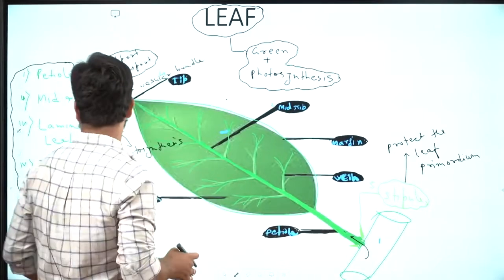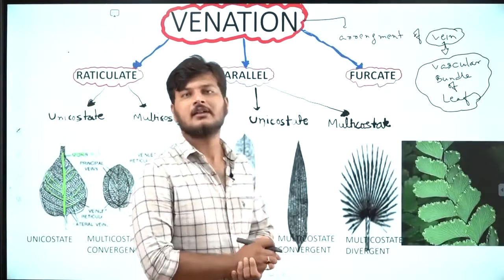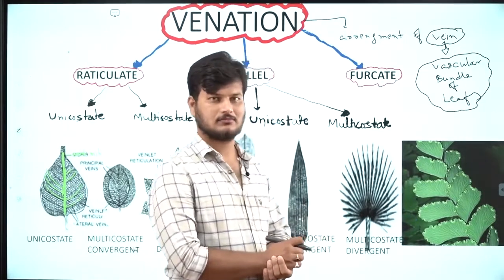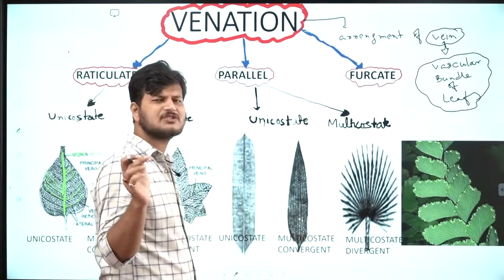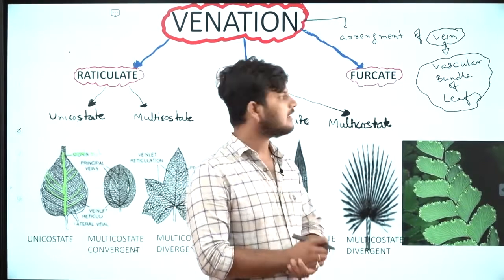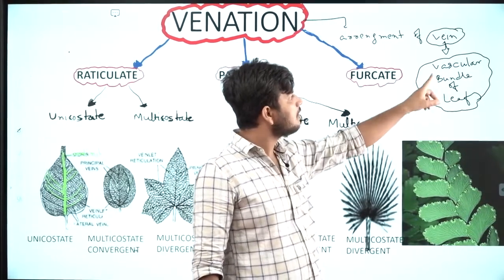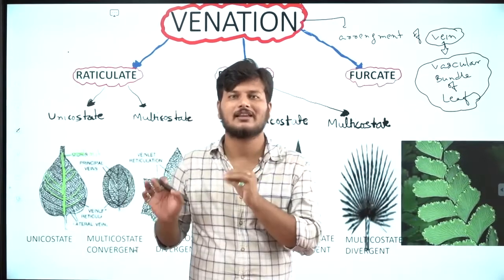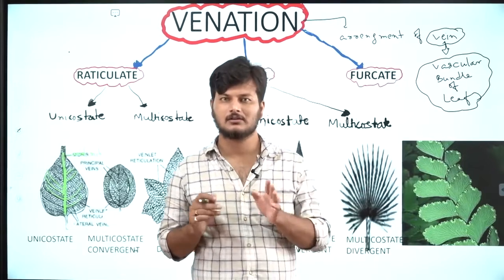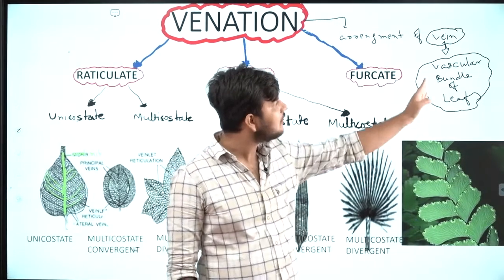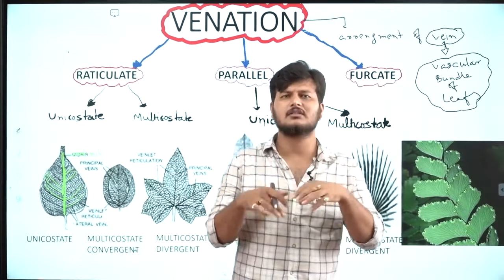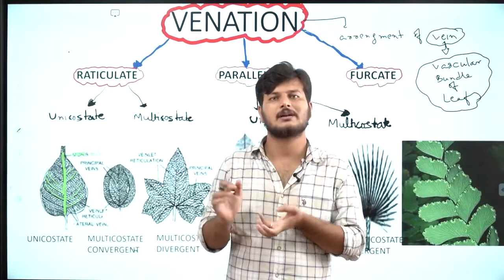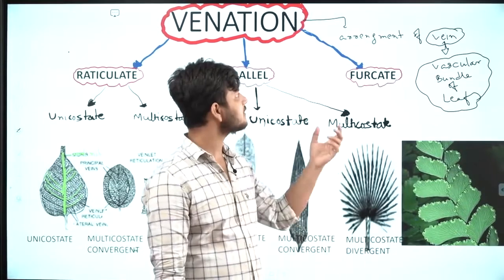Okay, now we are going to discuss venation. First of all, we would discuss what a vein is. A vein is the vascular bundle of the leaf. If the vascular tissue is present inside the leaf, then it is said to be a vein. And what is the arrangement of the veins inside the leaf, or the vascular bundles of the leaf? This arrangement is termed as venation.